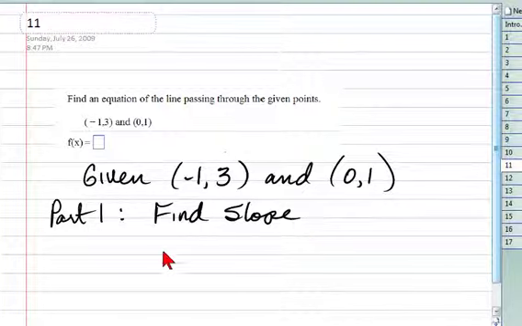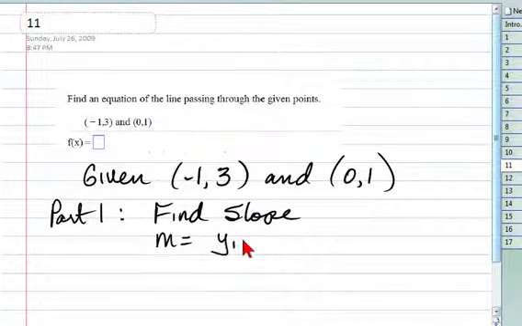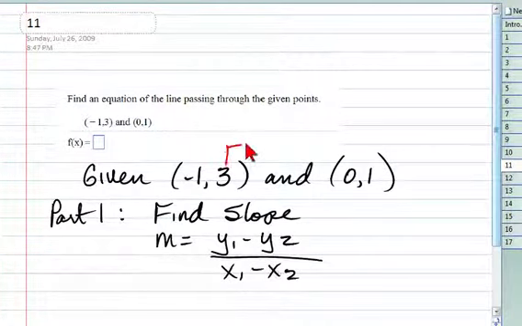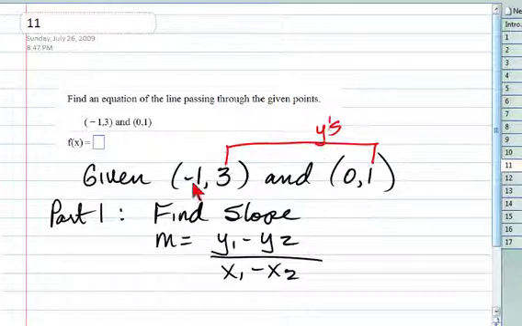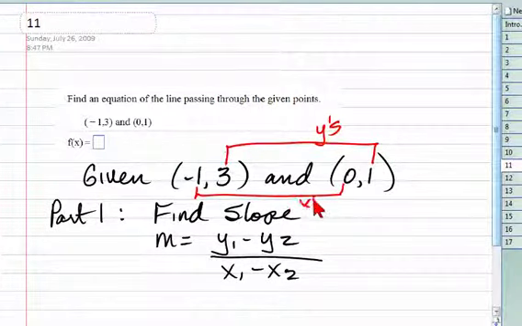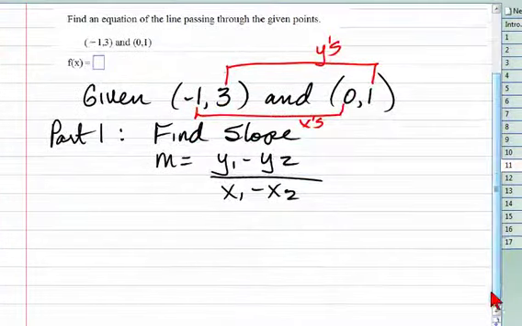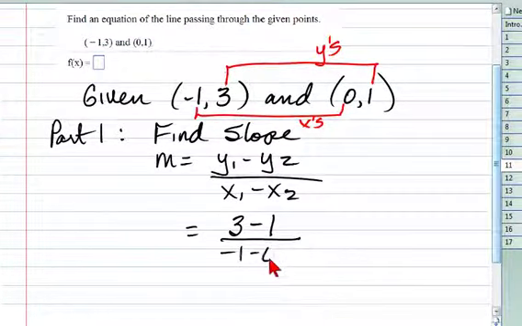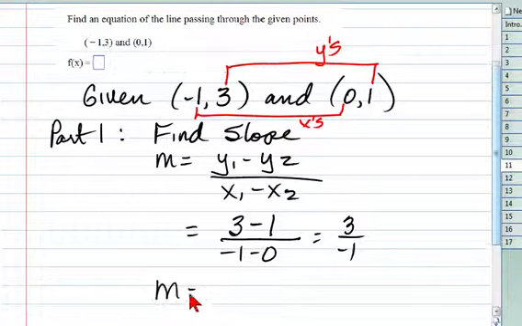And we have a formula for that. M is equal to y1 minus y2 over x1 minus x2. Remember that the y's are on top and the x's are on bottom in the slope formula. That gives me 3 minus 1 over negative 1 minus 0, which is 3 over negative 1. The slope is negative 3.